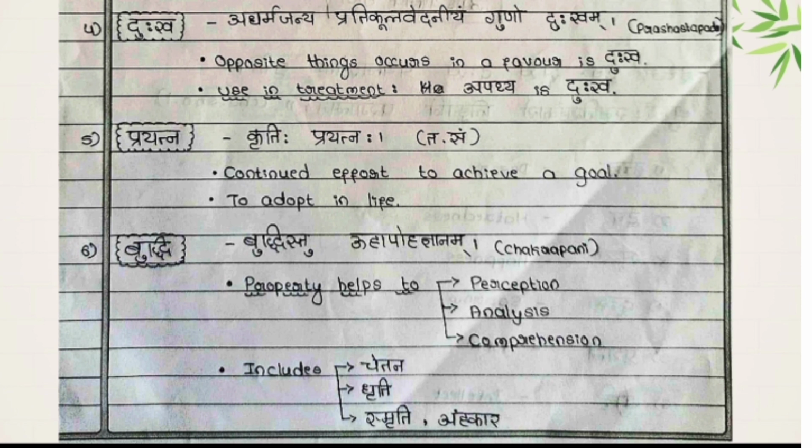Buddhi, buddhistu uha poha gnanam. The property which helps in the perception, analysis and comprehension of a thing or matter is nothing but buddhi, the intellect of that patient or person, which includes chetana, dhruti, smriti and ahankara. All these adhyatmika gunas are mainly helpful in the psychiatry branch, where we need to induce these gunas inside the patient, and tell him what is good, what is bad, and how he should adopt them in his life. And that's it for today's video about the guna concept.